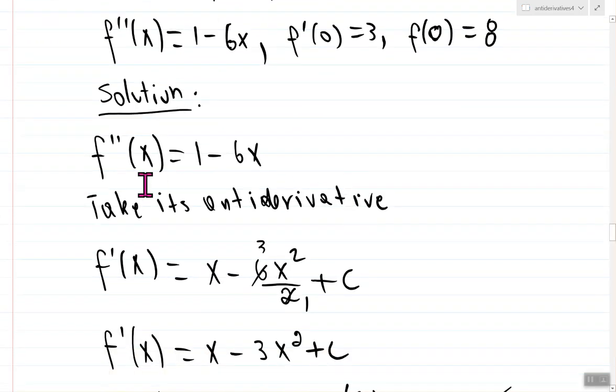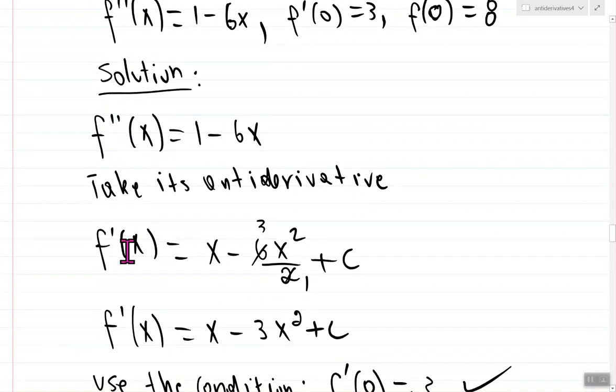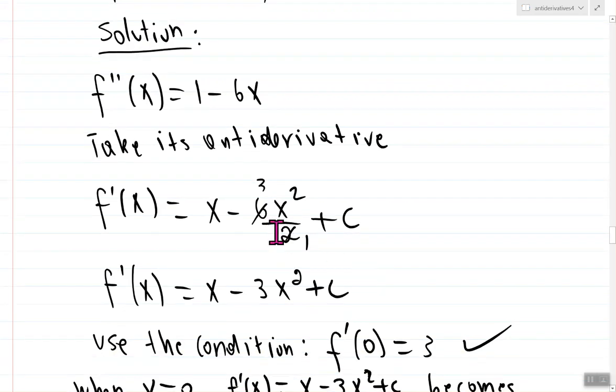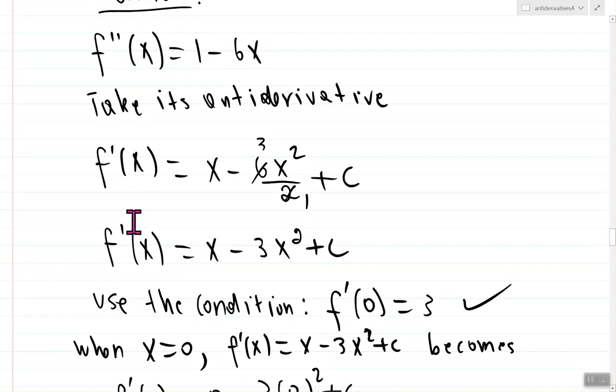So let's start. We take the antiderivative of f double prime on the left side, we get f prime of x. On the right side, we take the antiderivative of 1, which gives us x, minus the antiderivative of 6x, which is 6x squared divided by 2, and then plus c. Then we simplify to get f prime of x equals x minus 3x squared plus c.